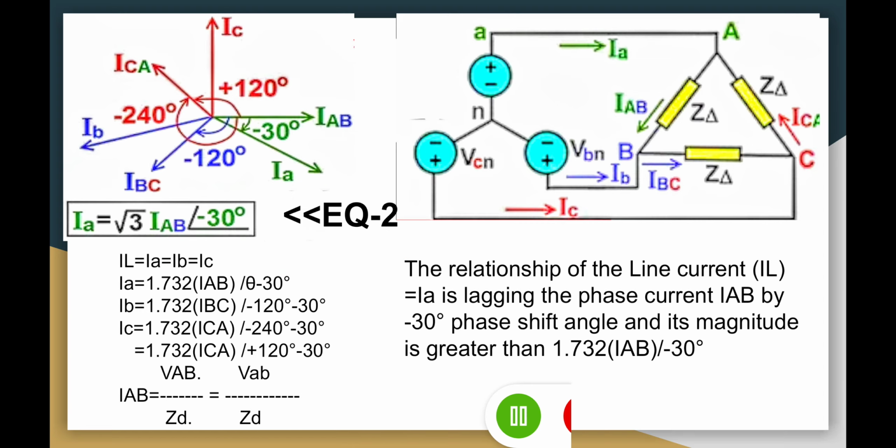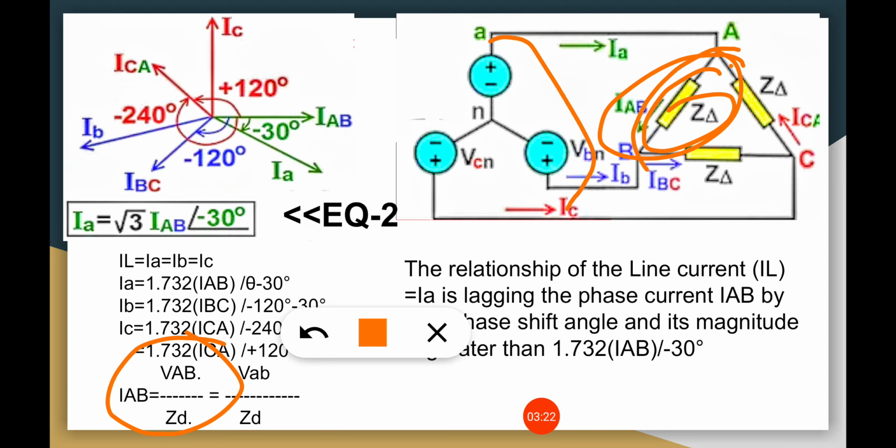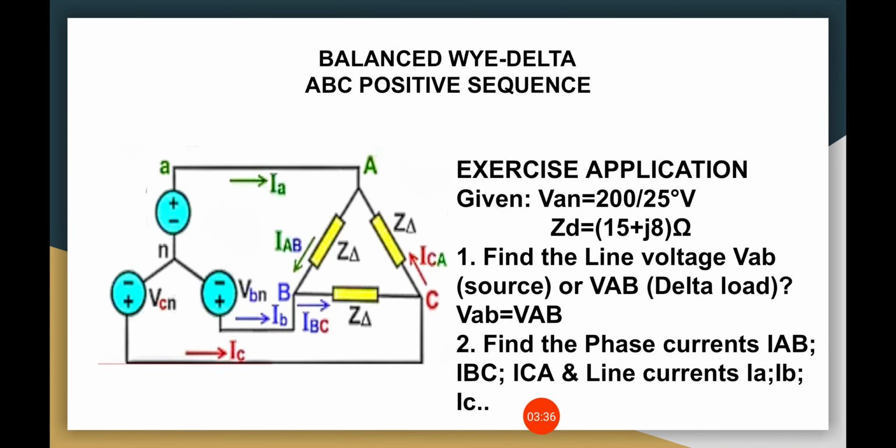And at the same time, IAB is equal to the VAB divided by the delta impedance. This can also be related as IAB equals the line voltage VAB of the Y source, the Y generator, divided by the impedance of the delta load. So let's go to the exercise, the application of equation 1 and equation 2.